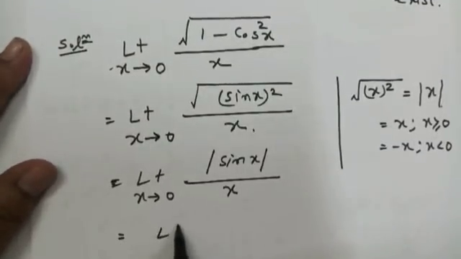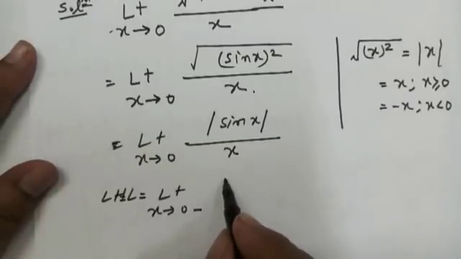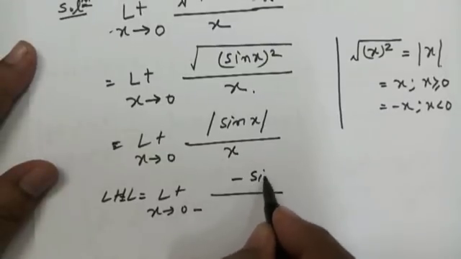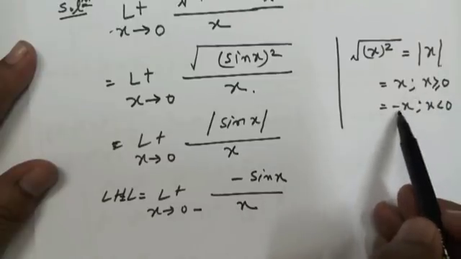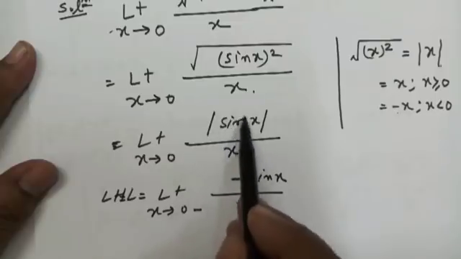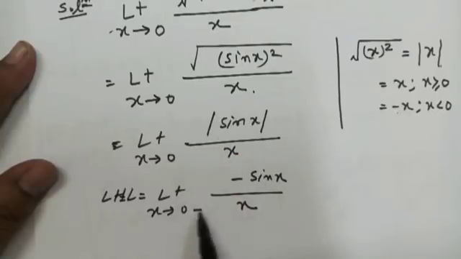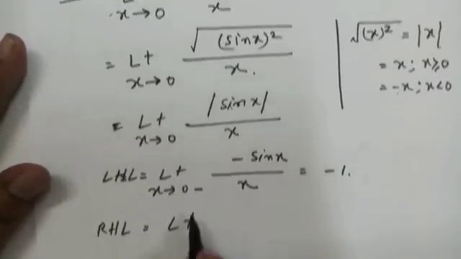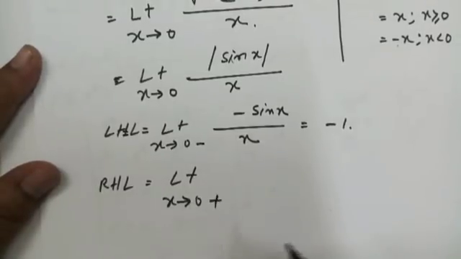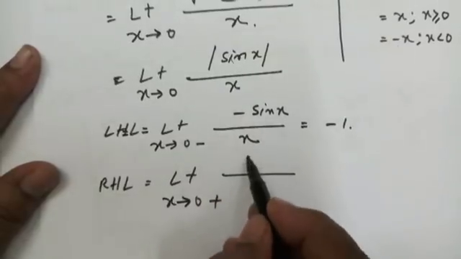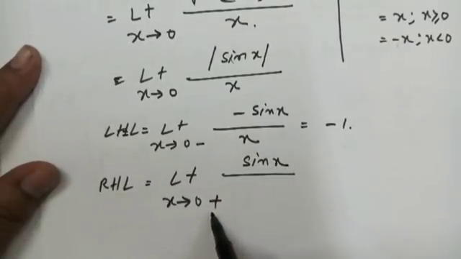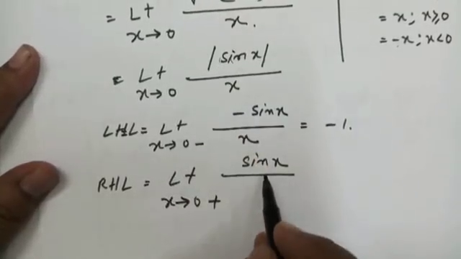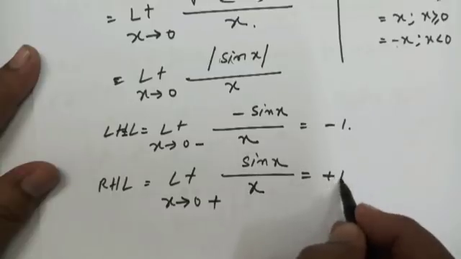So the left hand limit is x tends to 0 minus. Then this is minus sin x, because mod x is minus x when x is negative, and here for mod of sin x, x negative, then sin x is negative, that is mod of sin x is minus sin x upon x, and this is minus 1. And the right hand limit is limit x tends to 0 plus of mod sin x, here it is sin x, because x tends to 0 plus, that is sin x is positive, so mod of sin x is sin x upon x, and this is plus 1.